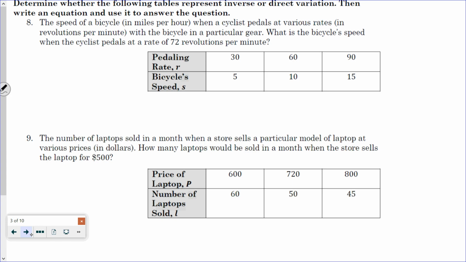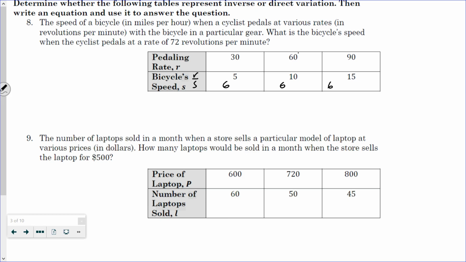But if I look at the table, I can see that I have some pairs of points, and I can figure out, well, am I direct or inverse? You're a direct variation if the ratios between these variables are always the same for each pair of points that they give. So if I do R divided by S, I get 30 divided by 5 is 6. 60 divided by 10 is also 6. 90 divided by 15 is also 6. Since it's always the same, that tells me that this is a direct variation because when I divide my variables, it's always the same thing.